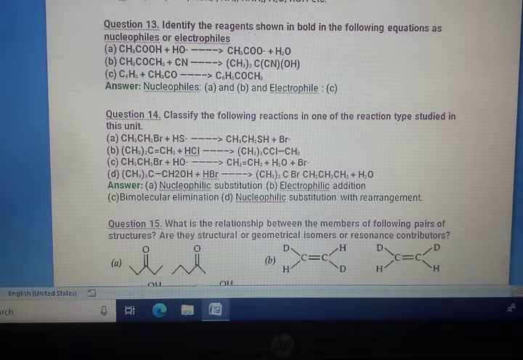Classify the following reactions into one of the reaction types studied in this unit. CH3CH2Br plus HS minus, so it will become CH3CH2SH plus Br minus.